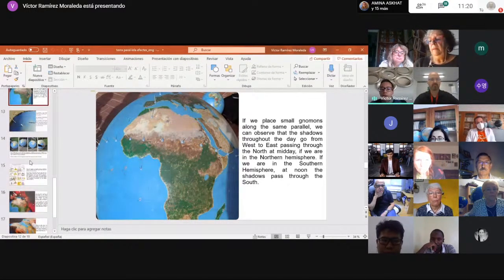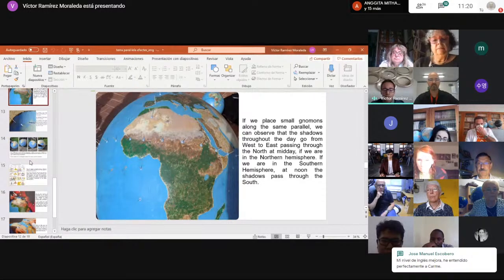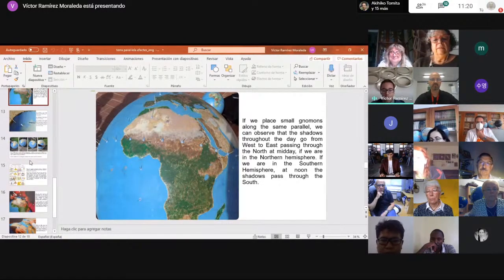Okay, if we place small gnomons along the same parallel, we can observe that the shadows throughout the day go from west to east, passing through the north at midday, if we are in the northern hemisphere. If we are in the southern hemisphere, at noon, the shadows pass through the south.